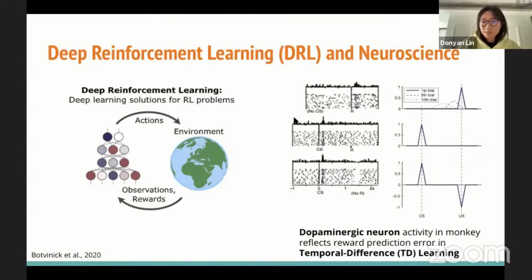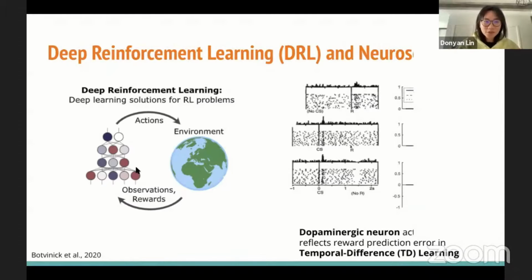One example is that many years ago, there was a neurophysiology study done in monkeys, which showed that the firing rates of dopaminergic neurons correlated with a reinforcement learning concept called TD error, which is kind of a bridge between neuroscience and AI, and in particular reinforcement learning.